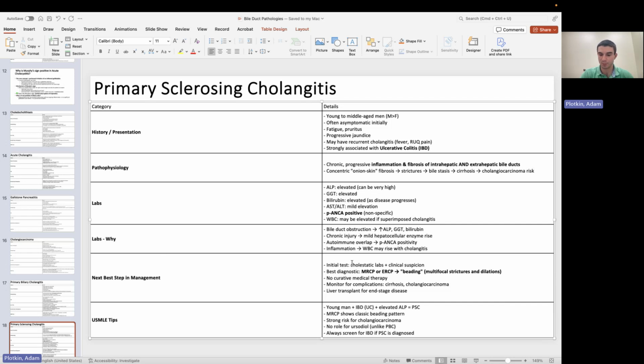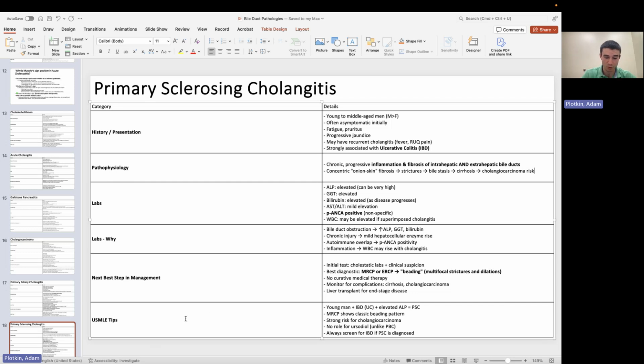So again, next step in management, we'll do our cholestatic labs and clinical suspicion. The best test for PSC is by far MRCP. We could do ERCP too, which will show the beading, like I just talked about, and multifocal strictures and dilatations. There's really no curative medical treatment. Remember, in PBC, we could use ursodeoxycholic acid, which can stave off the disease, help the enterohepatic circulation. There's not much in PSC. It really sucks. We're going to monitor for complications like cirrhosis and cholangiocarcinoma, and then liver transplant if they need it.